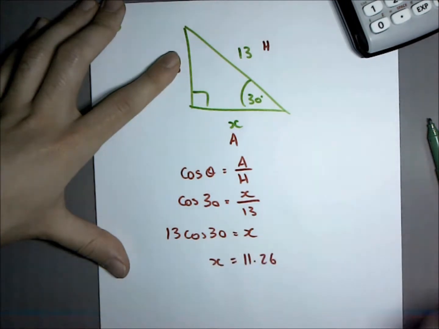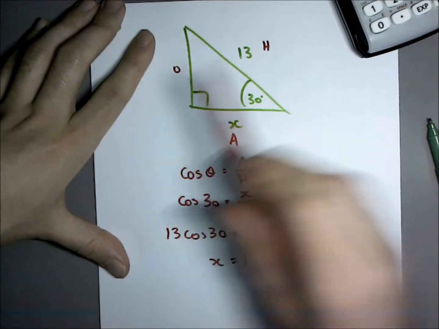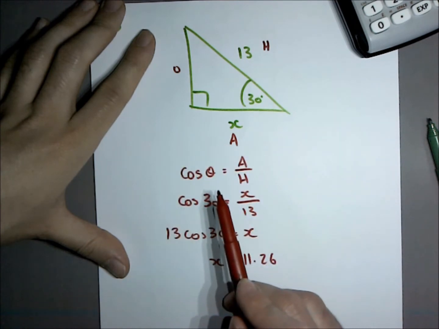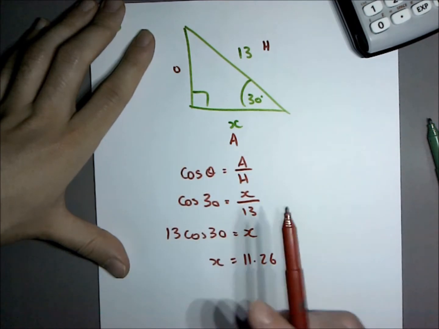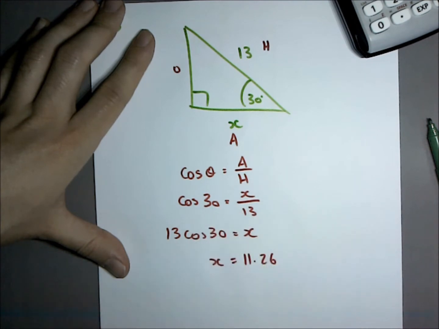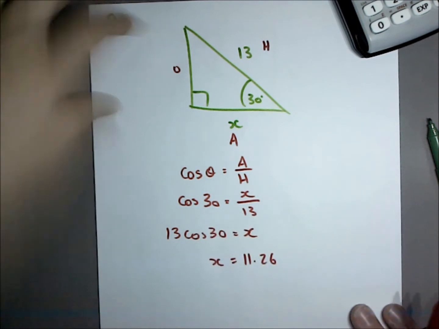So for all these questions, you're going to go through the same process. You label the sides of your triangle. You need to decide on which ratio you're going to use, whether it's the cos, sine, or tan. You just need to fill in the variables, and you're just going to need to plug through a little bit of algebra just to get to your final answer.